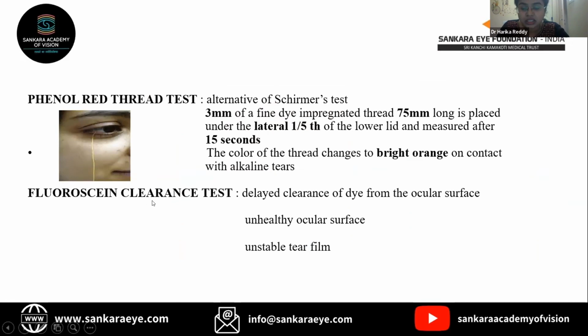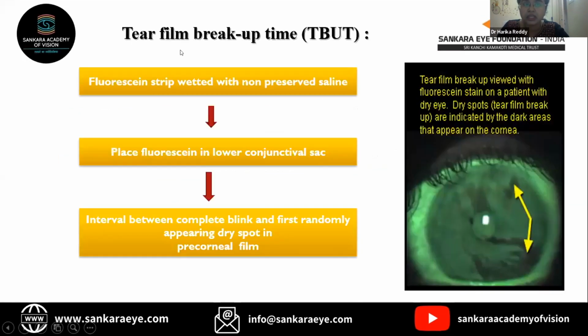Coming to the fluorescence clearance test, delayed clearance of dye is seen in case of an unhealthy ocular surface and unstable tear. Coming to the next test, that is tear film breakup time. Here, the fluorescein strip is wetted with non-preserved saline, and the fluorescein is then placed in the lower conjunctival sac, and the interval between the complete blink and the first randomly appearing dry spot is recorded.